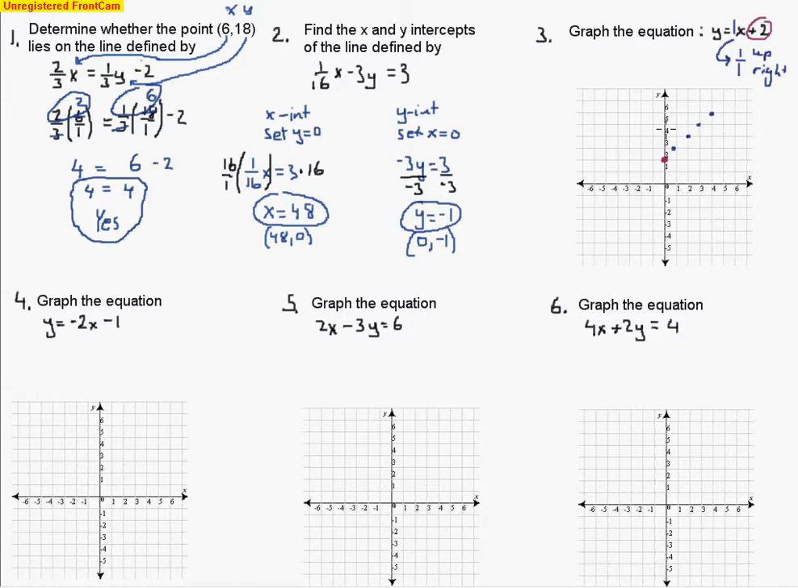Remember, you can also go the other way. You can go down and then to the left. And that gets you on that same exact line. Once you've got a few points, you can draw the line between those points.